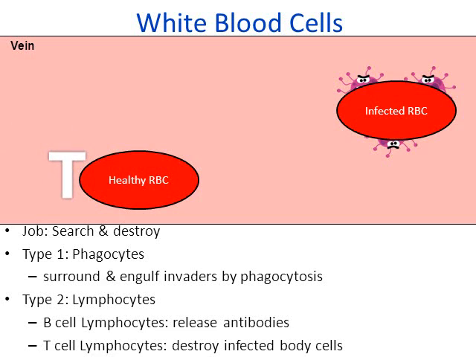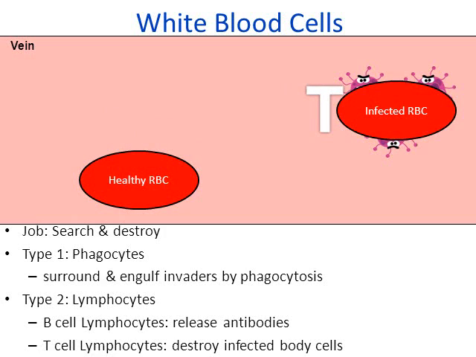So T cells will travel through your blood, and if they encounter a healthy red blood cell, there's no antigens of the invader sticking out of it, so there's no reason to attack. The T cell moves on.